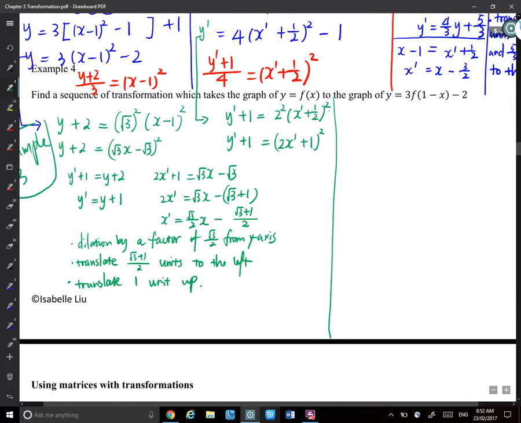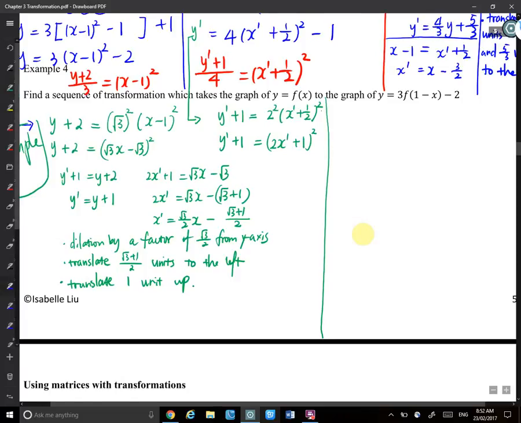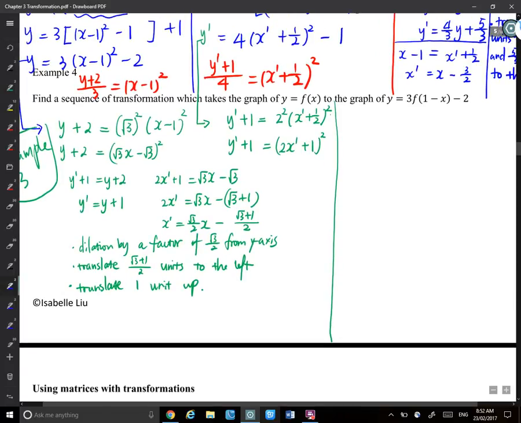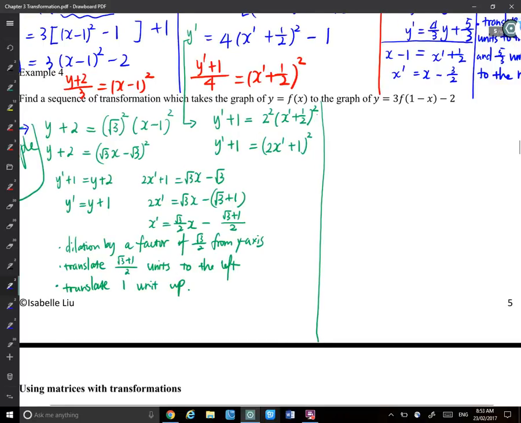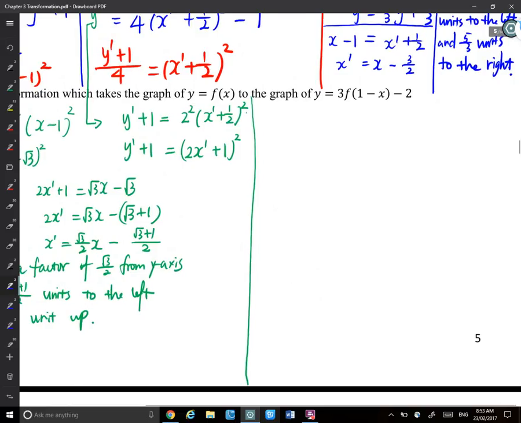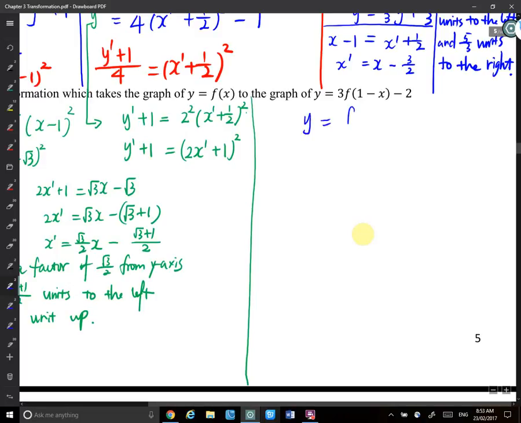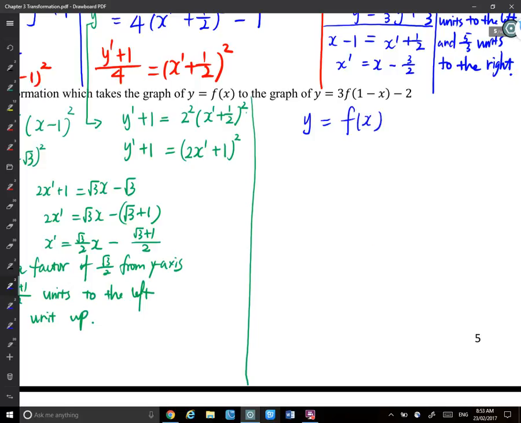Have a look at example 4. Find a sequence of transformations which takes the graph y equals to f(x) to the graph of y equals to 3f(1 minus x) minus 2. For this question, the f is actually the easiest thing to deal with because the f is the model. You just leave f bracket on the right hand side, everything else to the other side.